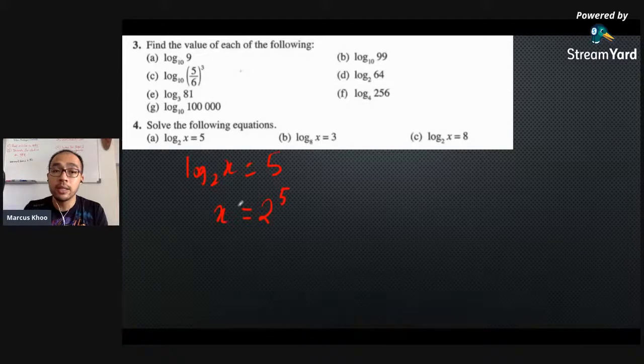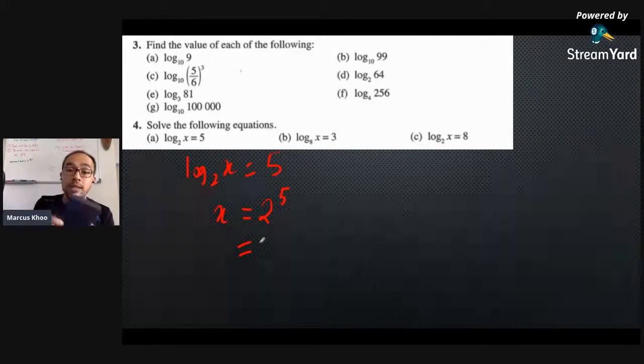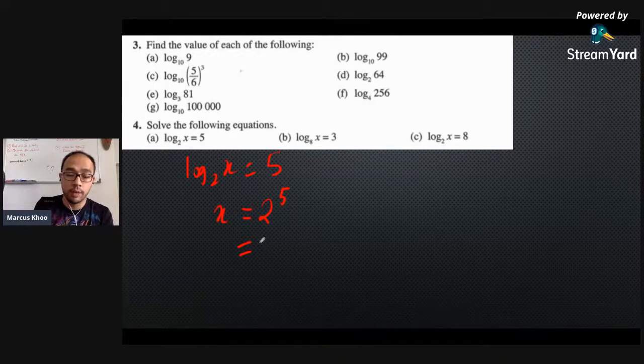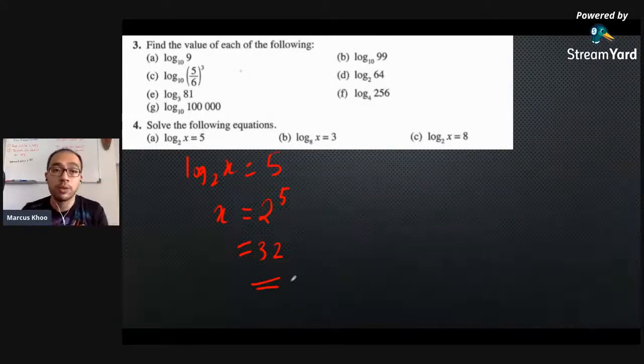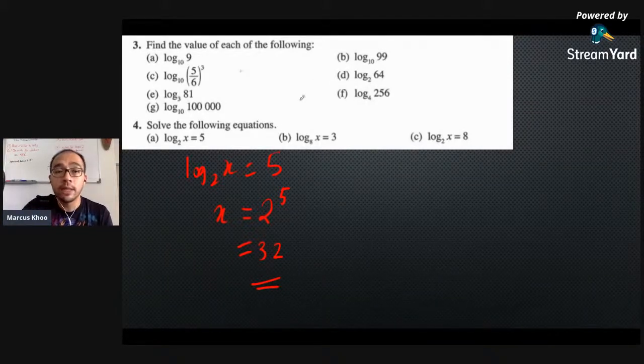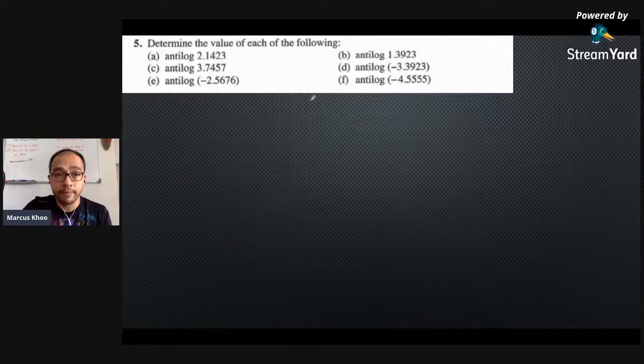And this is so much easier. 2 to the power of 5, you just press it in the calculator. 2 to the power of 5 is 32. Ta-da! Done. So that's why this skill that we're learning today, converting between index form and log form, is very important. Everybody must be able to do this skill. Very, very important.